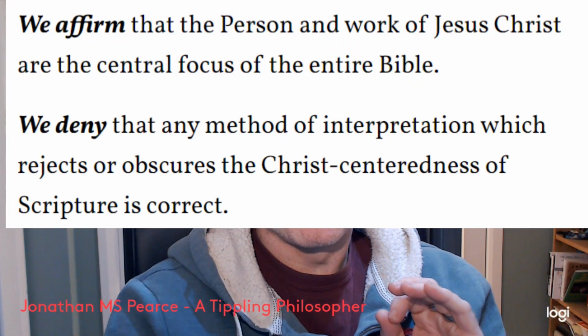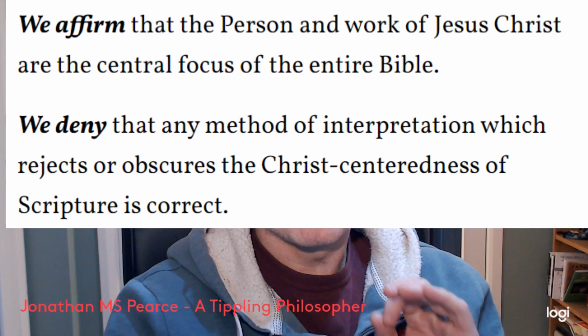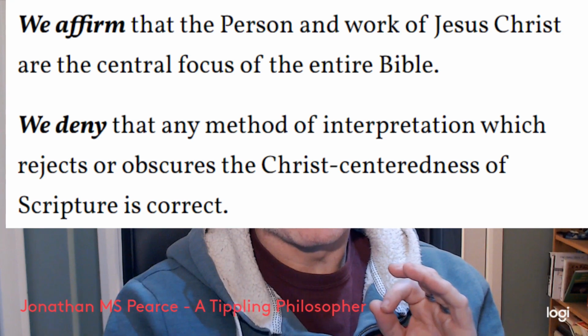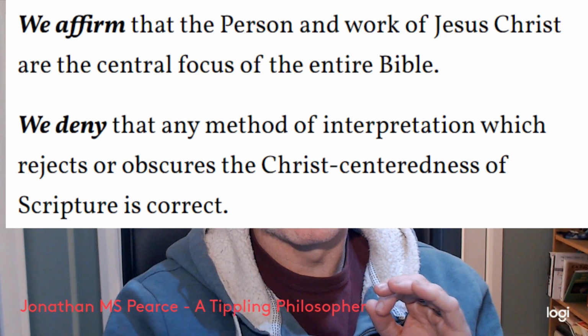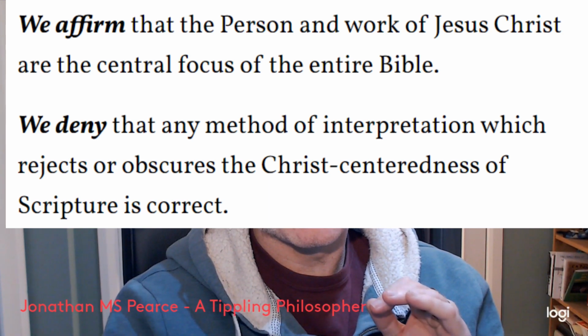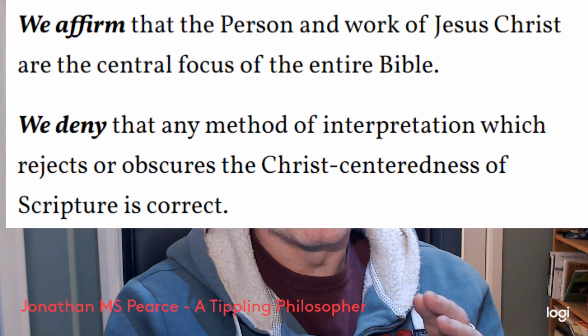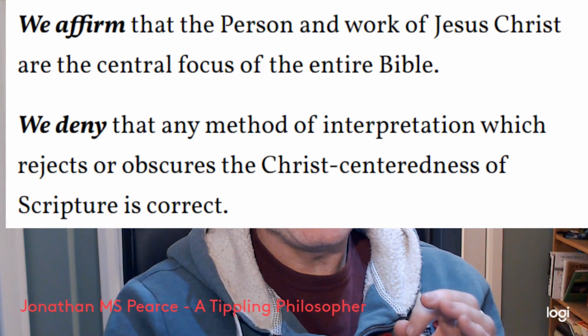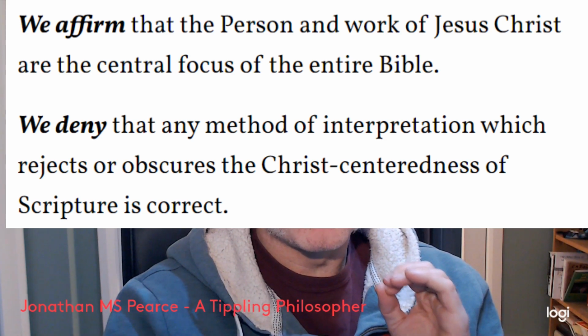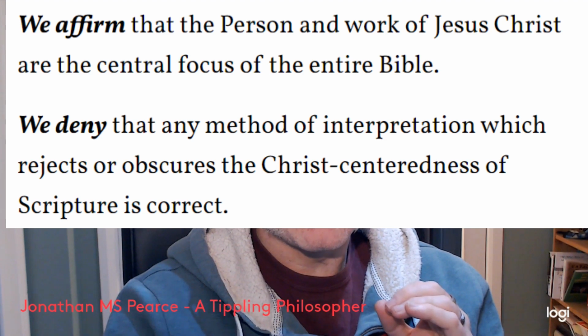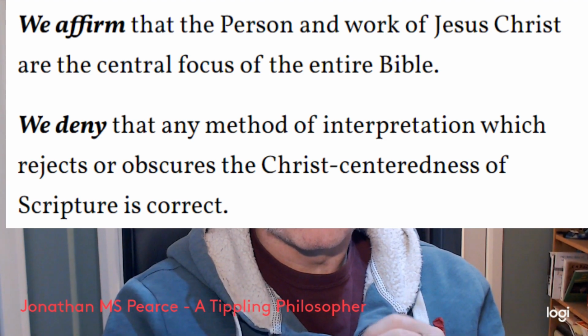And then the 1982 version has changed it quite meaningfully. So that says, we affirm that the person and work of Jesus Christ are the central focus of the entire Bible. We deny that any method of interpretation which rejects or obscures the Christ-centeredness of Scripture is correct. Whoa. So that second sentence is really important. Let's read that again. We deny that any method of interpretation which rejects or obscures the Christ-centeredness of Scripture is correct. Wow.